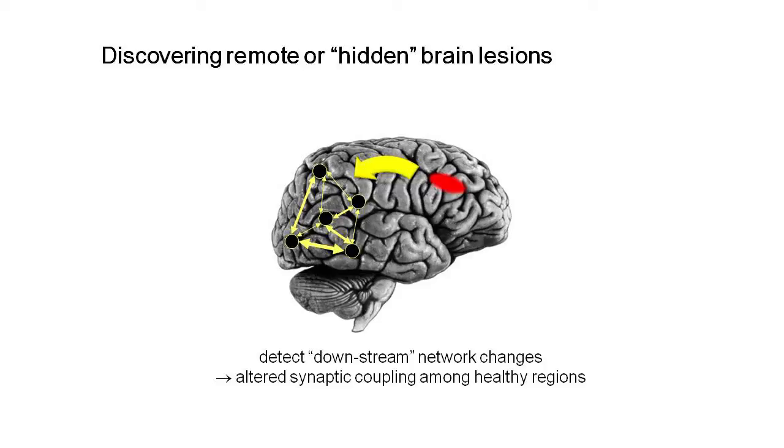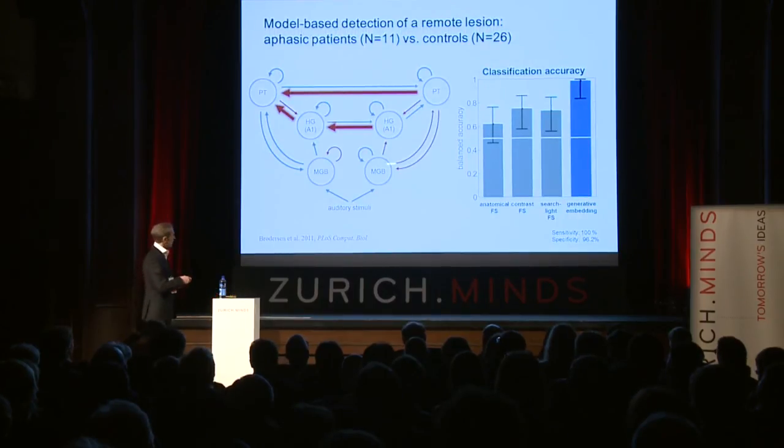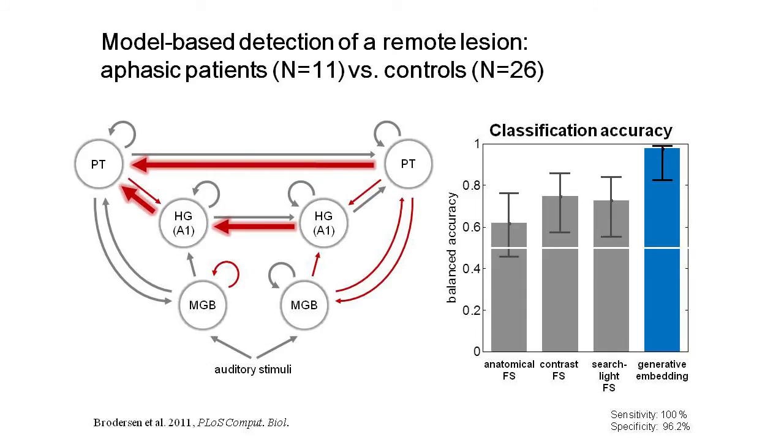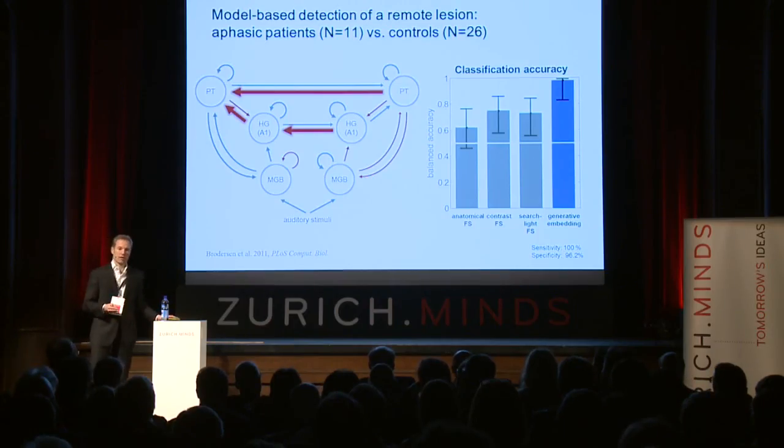So we obtained fMRI data from our patients and healthy controls while they were listening passively to speech in the scanner. And now we built a very simple model of the auditory cortex, interacting auditory regions, thalamus, primary auditory cortex, planum temporale. We fit that model for every subject, and we now decide on the basis of our parameter estimates, is there a lesion hidden remotely or not? And the answer is, with almost 100% accuracy, we can decide that on a case-by-case basis.